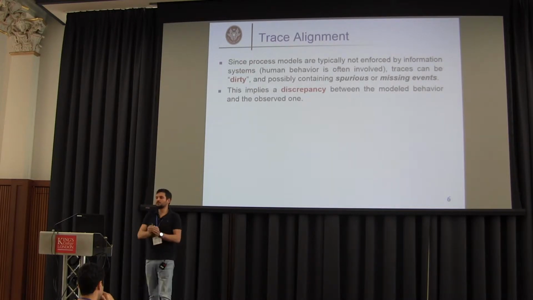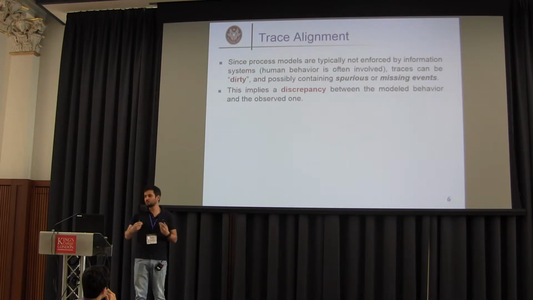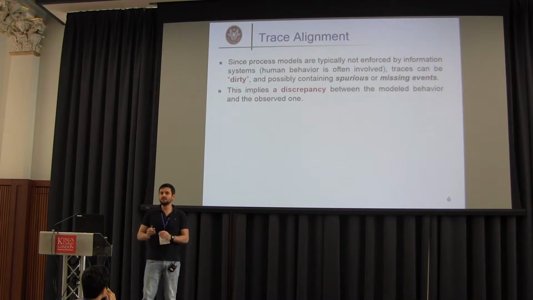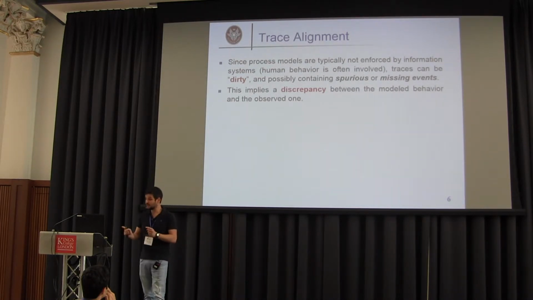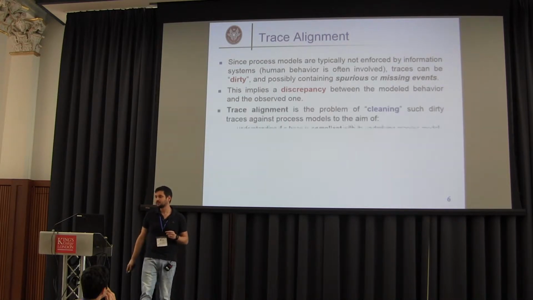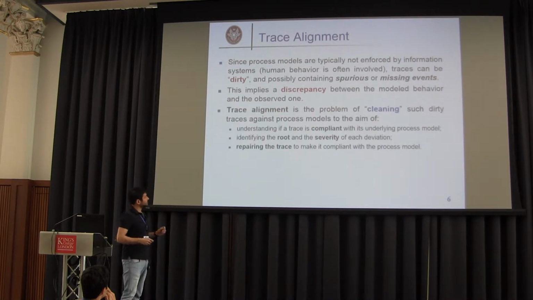So they contain, for example, missing events, and more events that are useless, spurious, and so on. So we have a discrepancy between the expected process behavior, the process model, and the real process behavior, the event logs. Trace alignment lies under the umbrella of conformance checking.